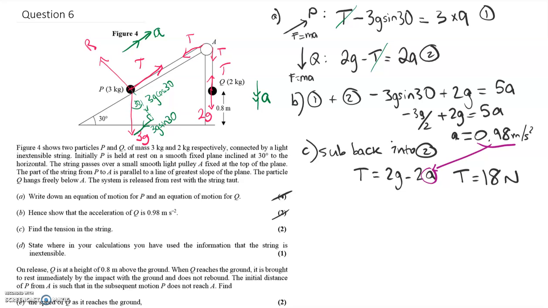Right, where have you used the information that the string is inextensible? The fact that it cannot extend means that the acceleration of particle Q and P is the same. So I would just write something like magnitude of acceleration, same for P and Q.